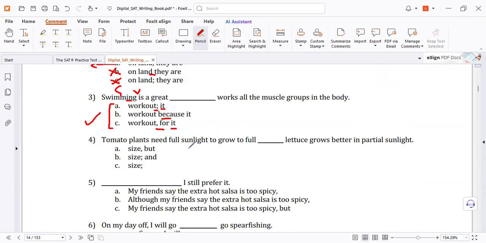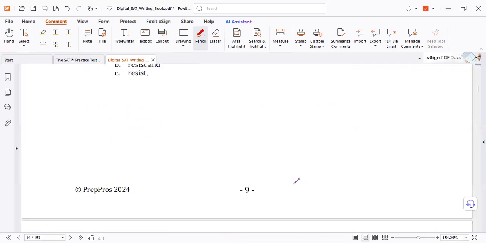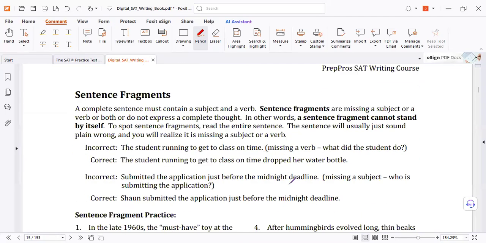Here again, tomato plants, subject, need, verb, and then FANBOYS, lettuce grows better, verb. We have two complete sentences. Comma but can be, semicolon can be. So A and C can be. Yes or no? That is what I'm saying. Yes. So memorize the structures I show you, and we have a lot. That's why I'm telling you to have a notebook.